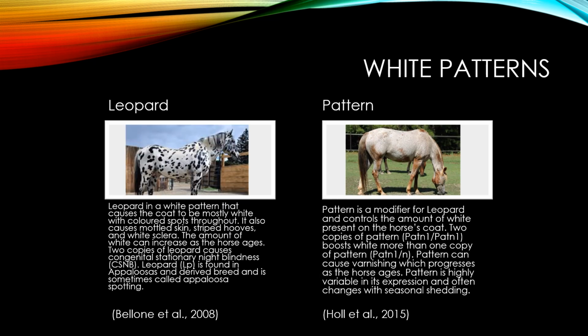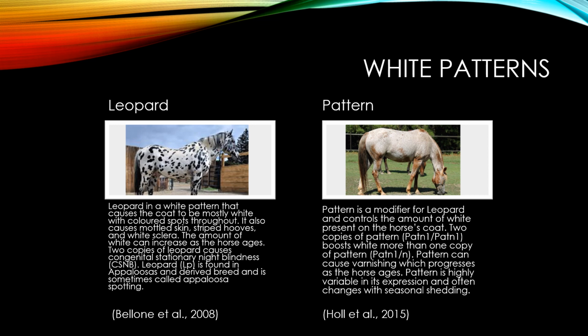Now these 2 are Appaloosa specific white patterns. So leopard is a white pattern that causes the coat to be mostly white with coloured spots throughout. It causes mottled skin, striped hooves, and white sclera. The amount of white can increase as the horse ages. 2 copies of the leopard can cause congenital stationary night blindness. And as I said, leopard is found in Appaloosas and Appaloosa-derived breeds and is sometimes called Appaloosa spotting.